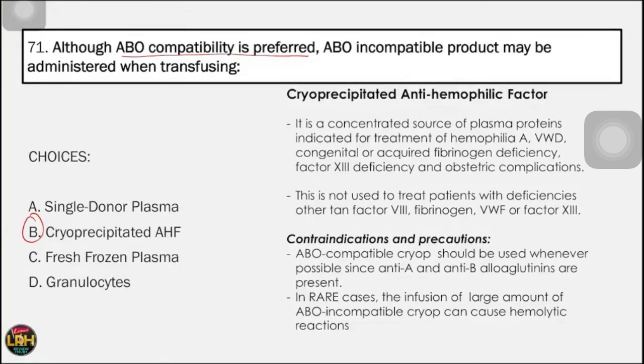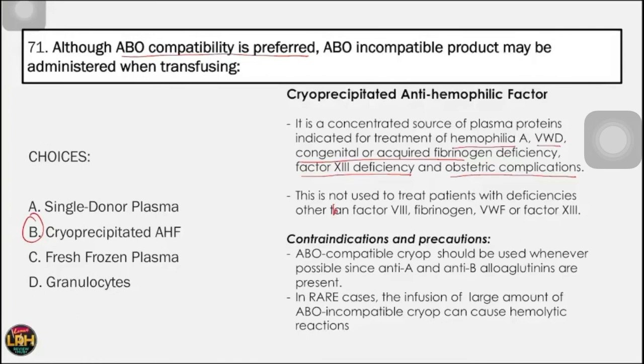Cryoprecipitated AHF. So, cryoprecipitated antihemophilic factor is a concentrated source of plasma proteins indicated for the treatment of hemophilia A, von Willebrand disease, congenital or acquired fibrinogen deficiency, factor 13 deficiency, and obstetric complication. This is not used to treat patients with deficiencies other than factor 8, fibrinogen, von Willebrand factor, or factor 13.